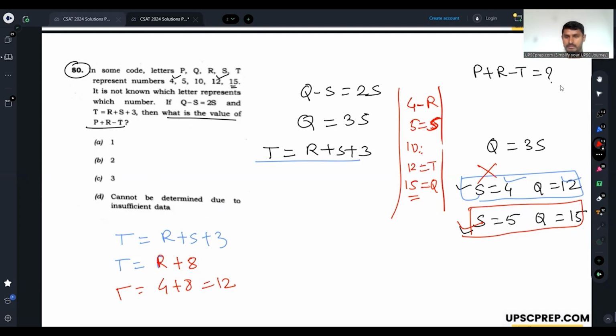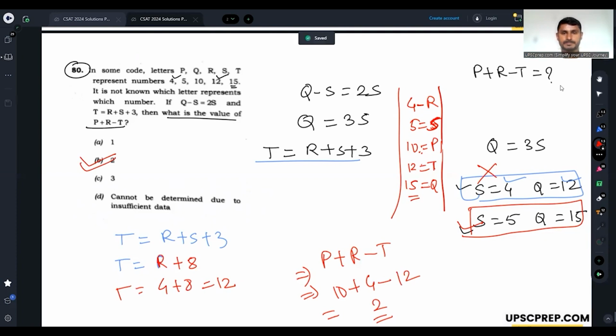So we have received T, Q, S and R so far. The only remaining is P, right? So P will be equal to 10. Now we have all the numbers and we have to find P plus R minus T. P is 10, R is 4, minus T is 12. So 14 minus 12 is 2. So 2 will be the correct answer, that is option B. Okay, so all the questions are over.